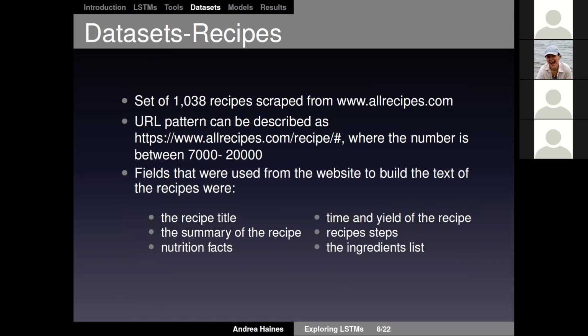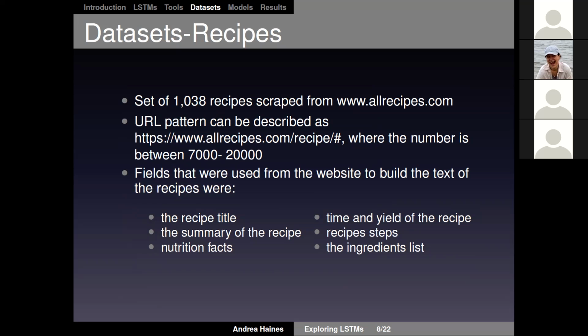So for this project, the first data set that I explored was one that I collected, which was a set of 1,038 recipes scraped from allrecipes.com. I found that the URLs from allrecipes.com have a set schema that I was able to use to generate a random list of numbers and then scrape the recipes found at the URLs.